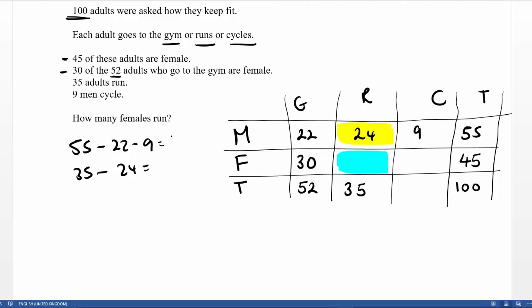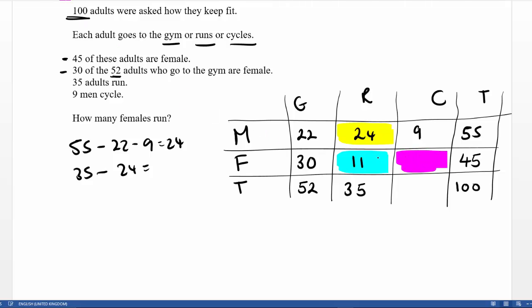Should put a sign there, obviously, for that one, my bad. Okay, so 35 minus 24, it's going to be 11. Right? Now, we can start solving for the rest of them. So let's have a look at this one here.